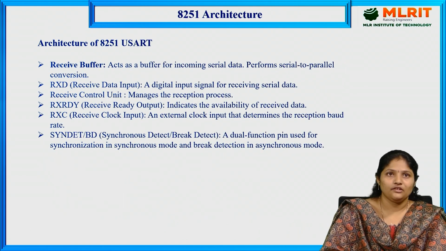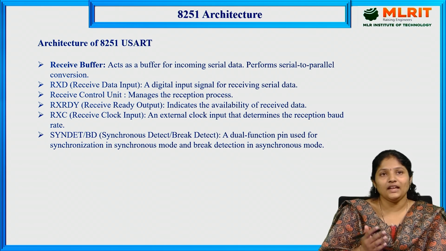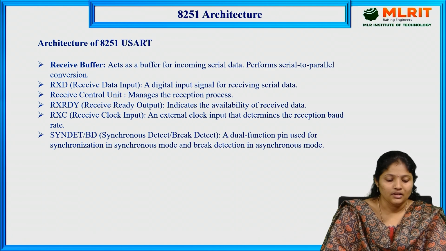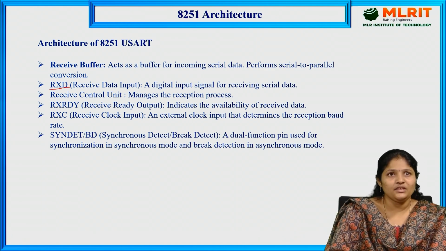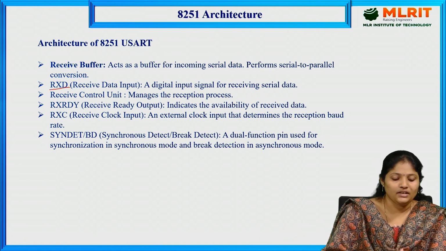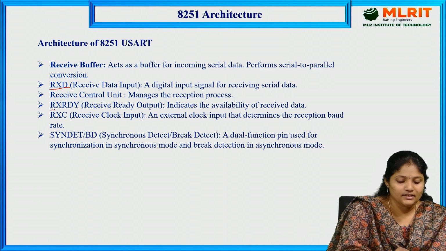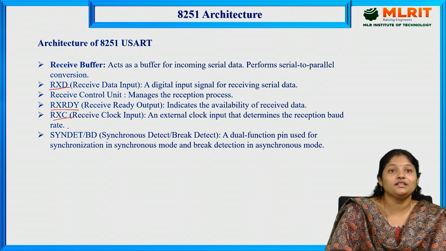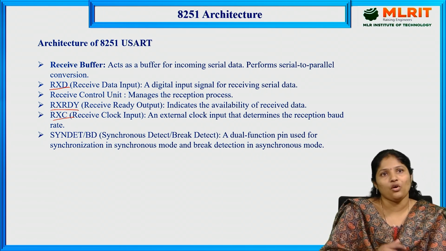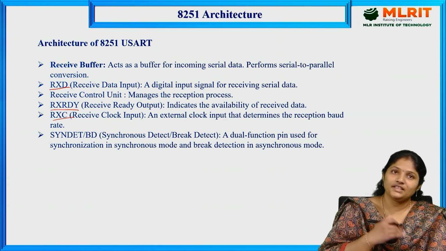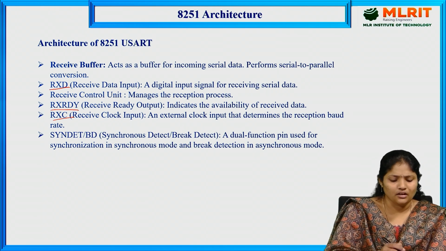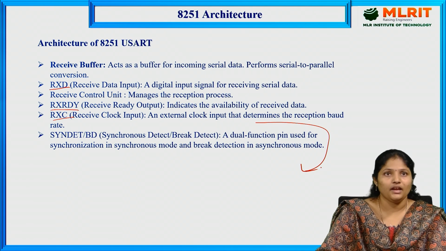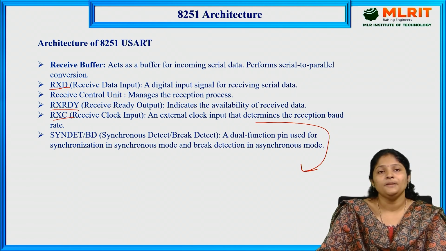Coming to the receive buffer, it is receiving the data from the external devices to the 8086 microprocessor. Here RxD is the data input, which receives the data, and RxRDY indicates the receiver is ready to receive the data. RxC is the clock frequency, with which baud rate the receiver needs to receive the data from the other devices.